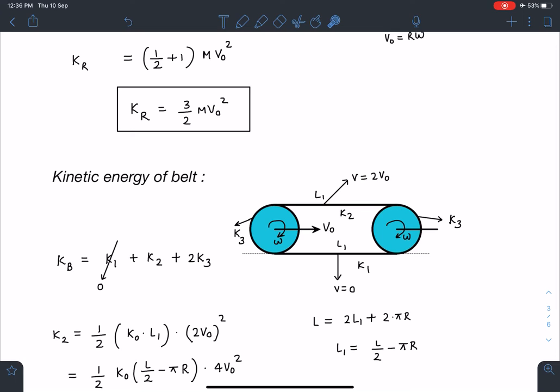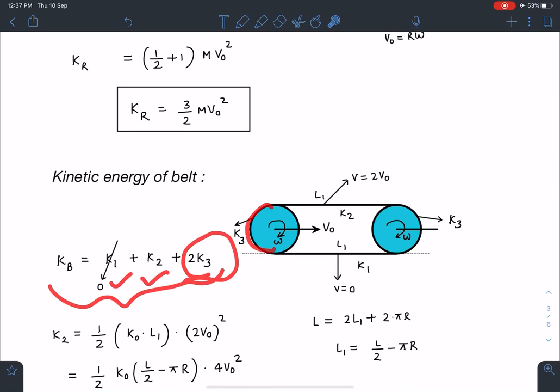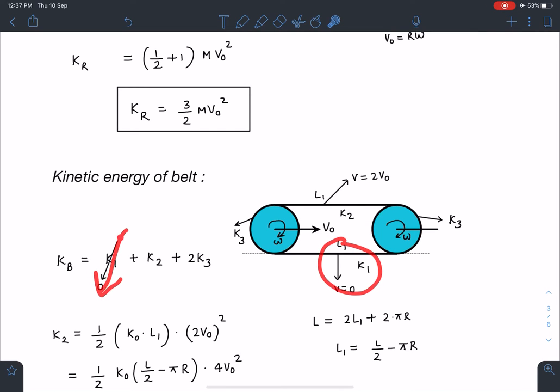For no slipping, I can say the velocity of the topmost point is VCM plus R omega. So the total kinetic energy of the belt I can write as K1 plus K2 plus 2K3, K3 here and K3 here. This K1 is going to be 0 here, so I'll be getting K2 plus 2K3.